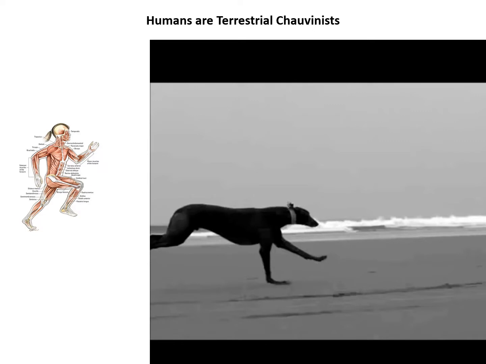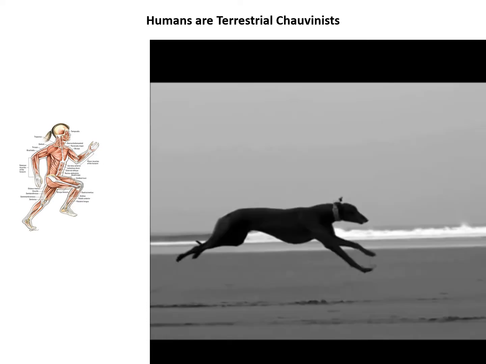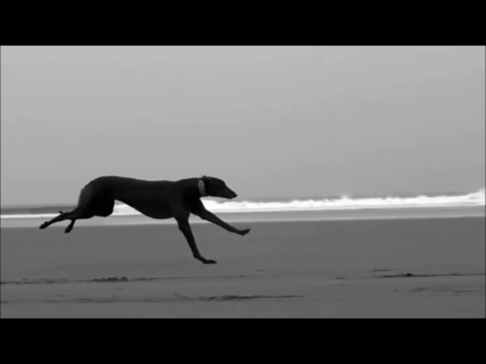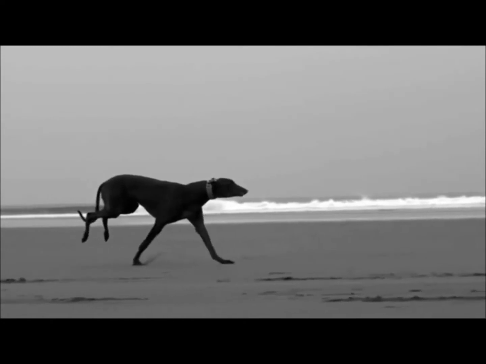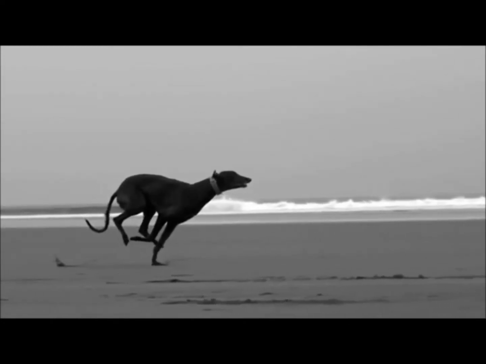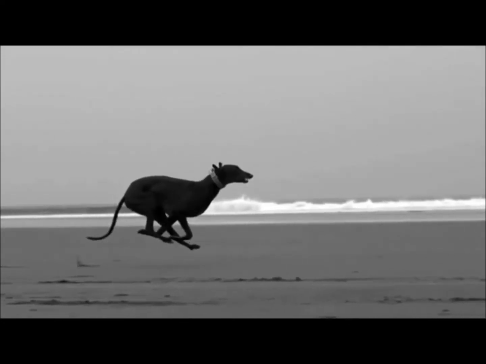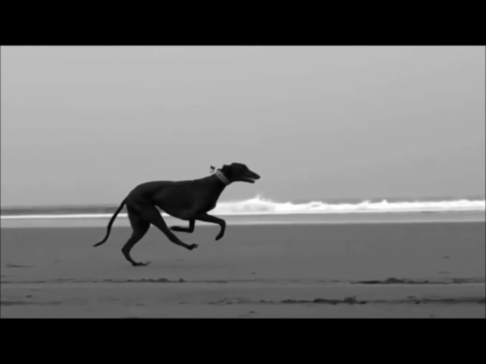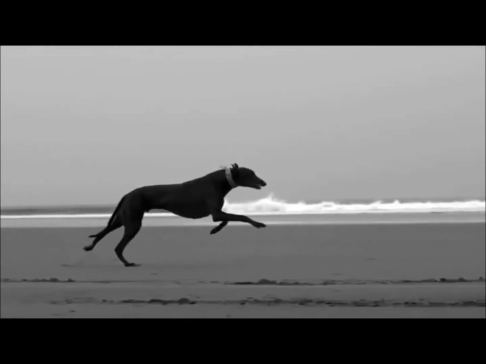I would like you to watch a couple of videos of locomotion on land compared to locomotion in water. So this first one is of a greyhound running on a beach. And the reason I want you to watch these is because I think they really illustrate beautifully some of the key differences between these two different modes of locomotion.